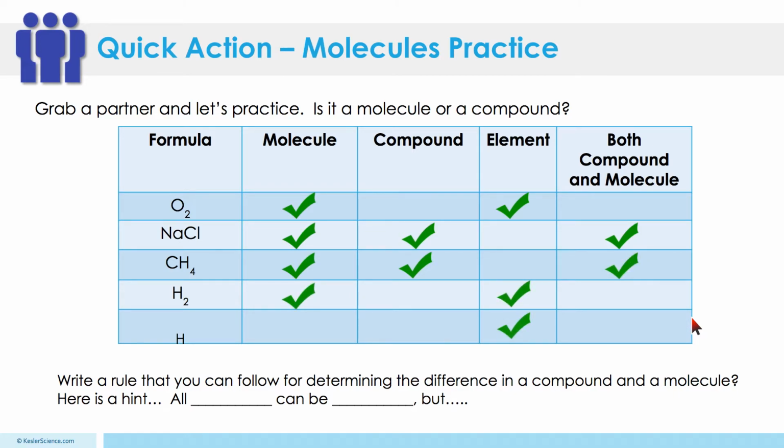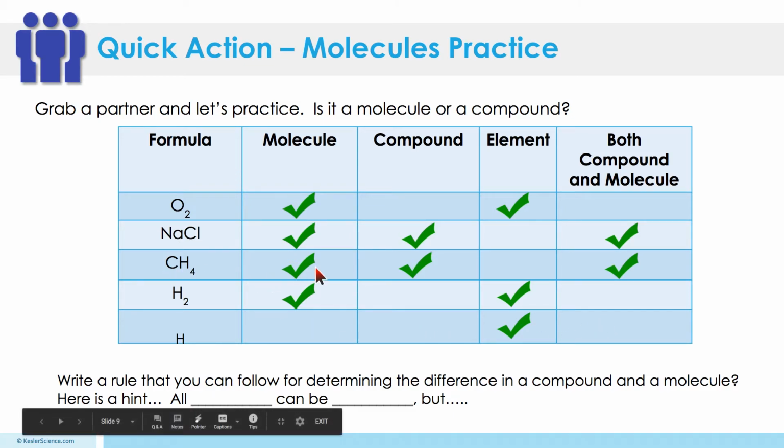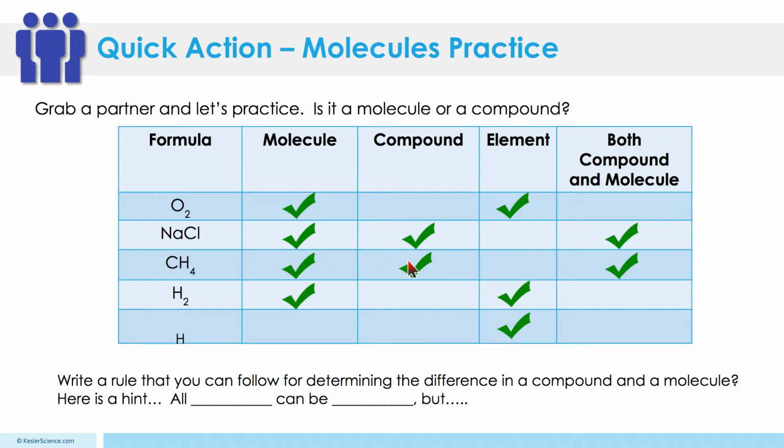So we have O2, which is a molecule and an element. Then go down to the bottom one here. H is a single H. It's just an element. It does not qualify as a molecule, and does not qualify as a compound. But look at CH4. It's a molecule, it's a compound, and both molecule and compound. But it does not qualify as an element because it's 2 elements. Element, singular, not plural. Just make sure you're paying attention.